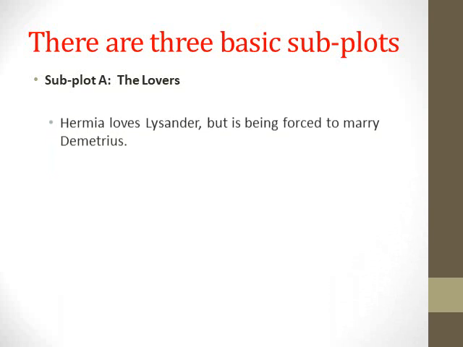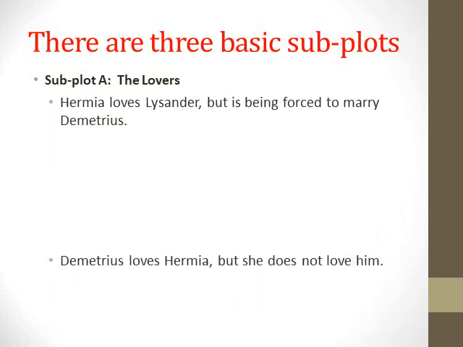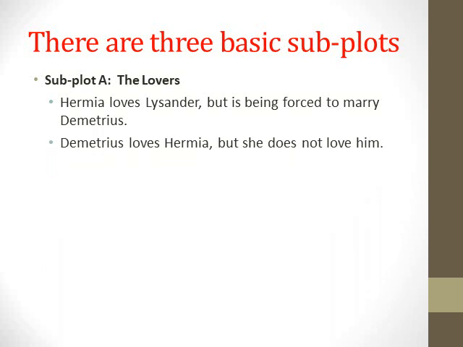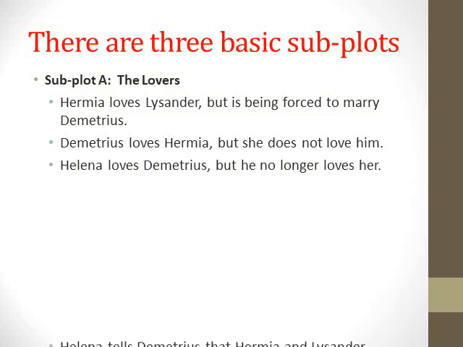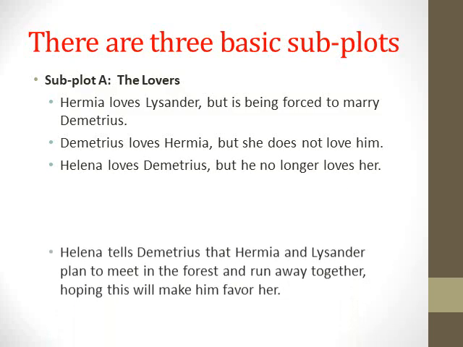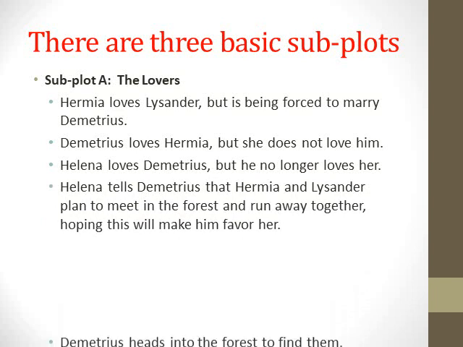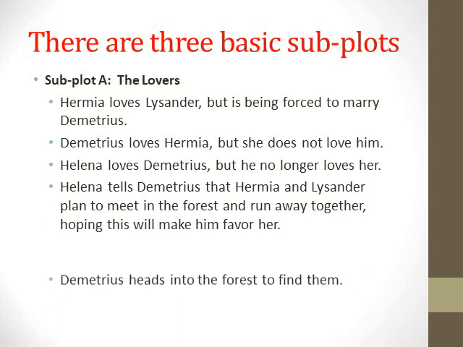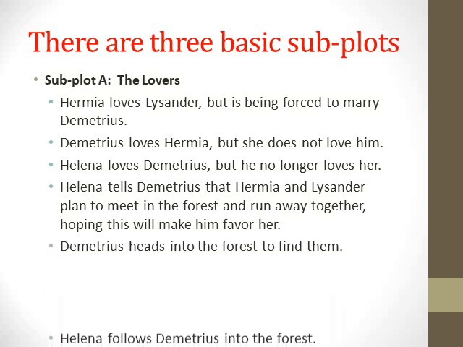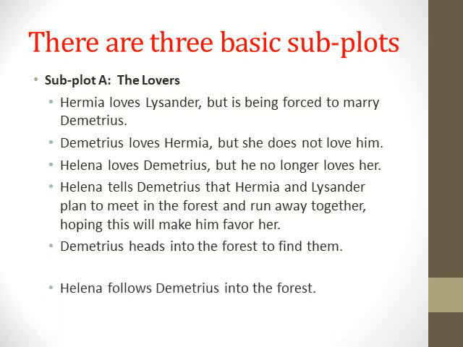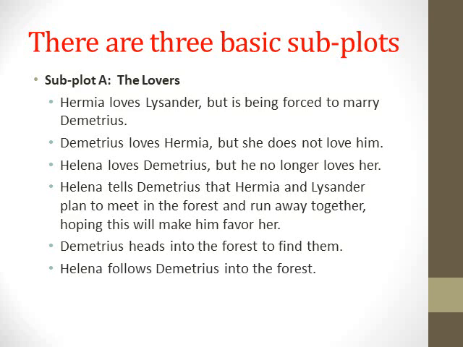Subplot A, the lovers. Hermia loves Lysander, but is being forced to marry Demetrius. Demetrius loves Hermia, but she does not love him. Helena loves Demetrius, but he no longer loves her. Helena tells Demetrius that Hermia and Lysander plan to meet in the forest and run away together, hoping this will make him favor her. Demetrius heads into the forest to find them. Helena follows Demetrius into the forest.